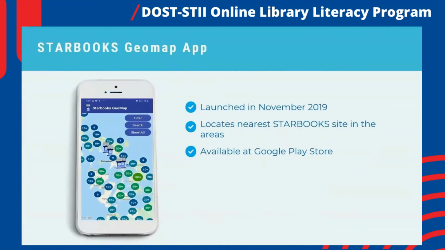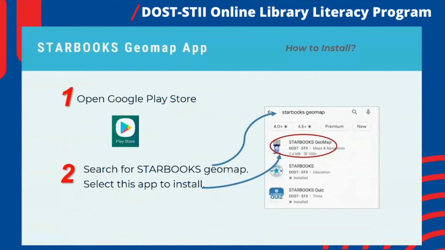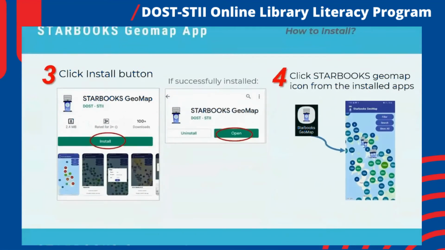Para naman sa ating GMAP app, this was launched in 2019. So, yung app na ito po ay pwede natin gamitin para makita kung saan may mga Starbucks na malapit sa ating lugar. And as the same, available din po siya sa ating Google Play Store. So, punta lang kayo sa Play Store, search nyo si Starbucks Geo Map. And you'll see yung kiosk icon natin. Of course, created by DOST-STII pa rin po. And install. So, paano natin siya gamitin?